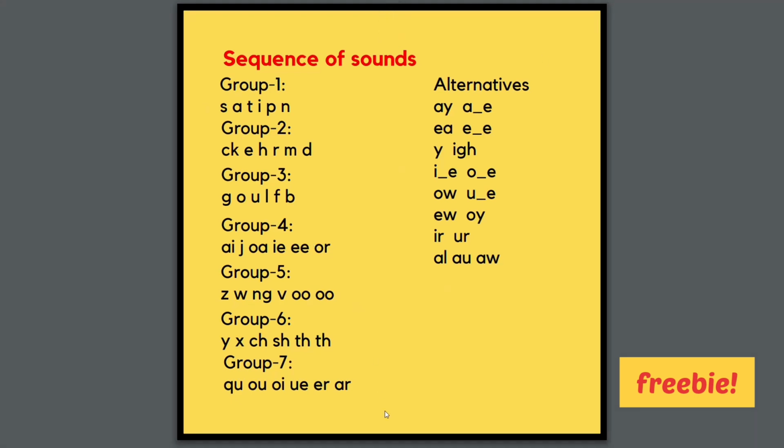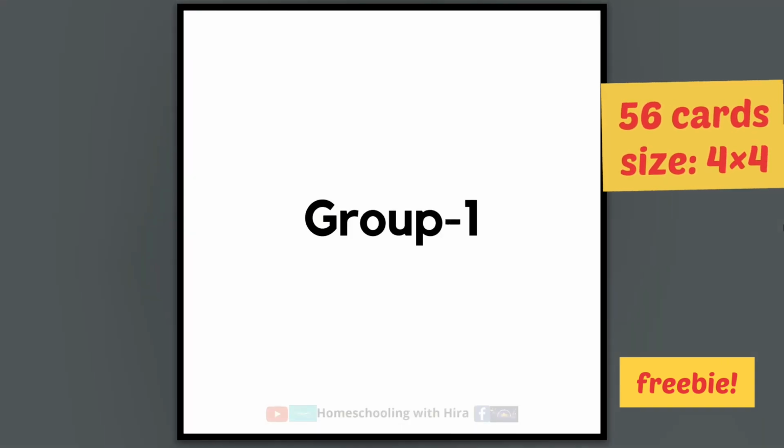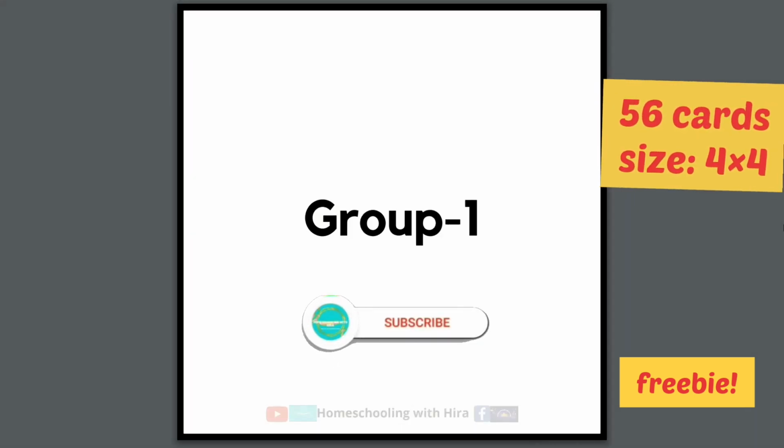We have 7 groups in Jolly Phonics, so they all are written here, and you will also get some alternative spelling cards that we teach in the Jolly Phonics level 2 and 3, right? So just have a quick look at the sounds and all the cards. You will get 56 cards and the size is 4 by 4. You can easily print them out or you can use them in your online classes as well.